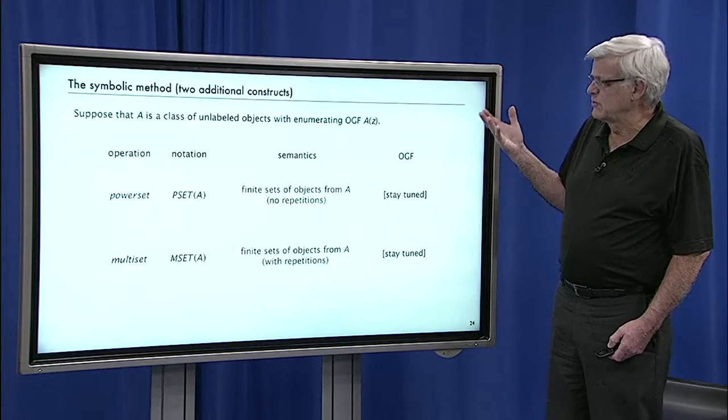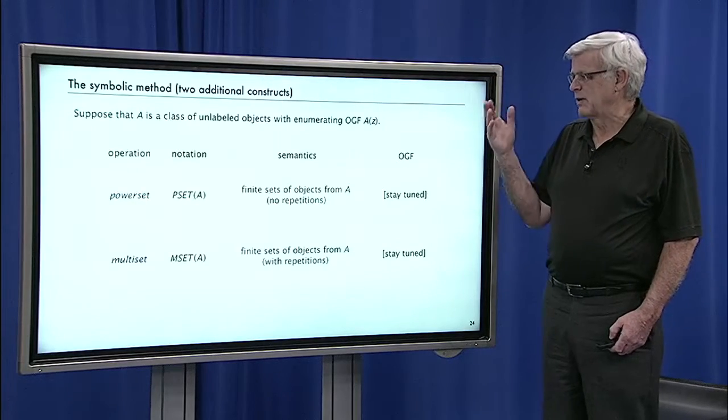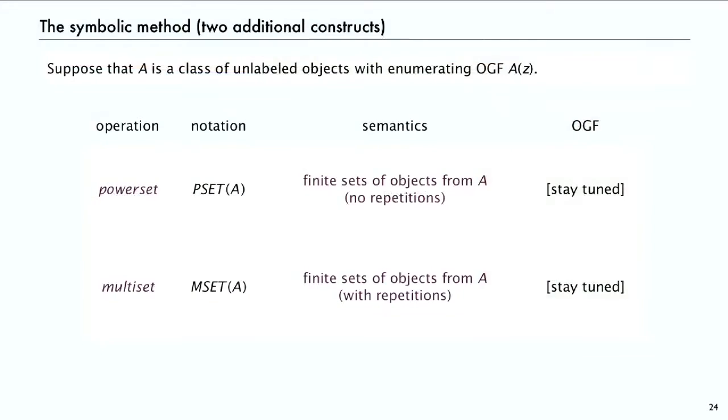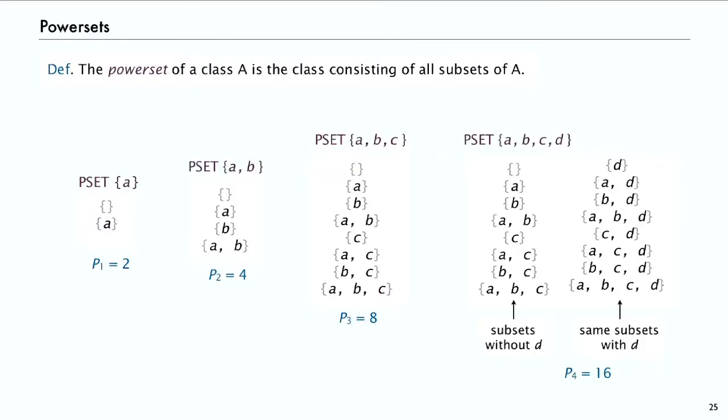So we're going to look at two additional constructs. If we have a class of unlabeled objects with their generating function A(z), then we're going to look at two operations, the power set operation and the multiset operation. Power set of A is the finite sets of objects from A without repetition. And the multiset of A is the finite sets of objects from A with repetition. And then we'll talk about what the generating functions of these things are after I show examples.